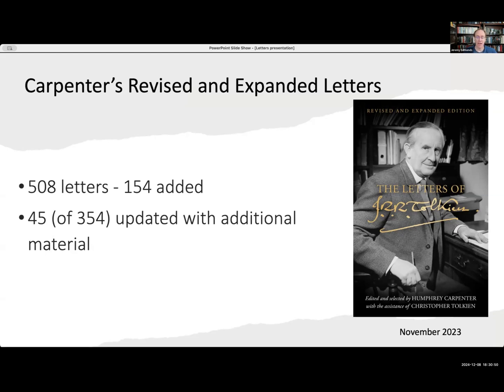So it's an excellent addition to what we know of what Tolkien was writing. But again, it's important to note that these letters were what were known in 1981 or 1980, actually, before the book was published. So there's no new material in there that's emerged onto the market since 1980.